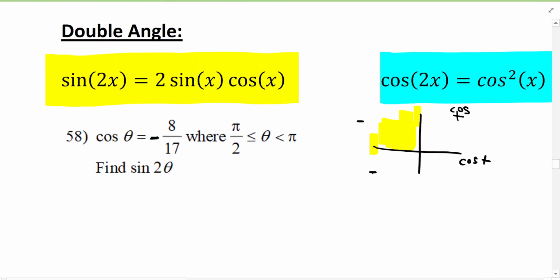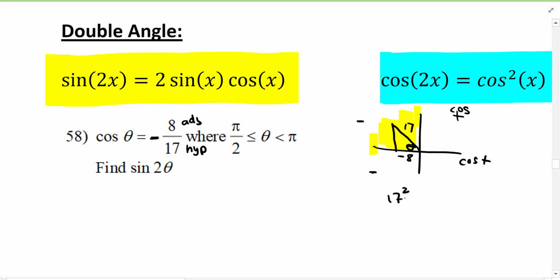I may already have that. I do. So what you're going to do is draw a triangle with the theta right there. And what we know is, here's the hypotenuse, here is the adjacent. So this side is -8. Here we have 17, and we need to find sine of 2 theta. And remember, in order to do that, we need to find the sine and the cosine, right? So let's find the sine. In order to do that, we need the opposite side.